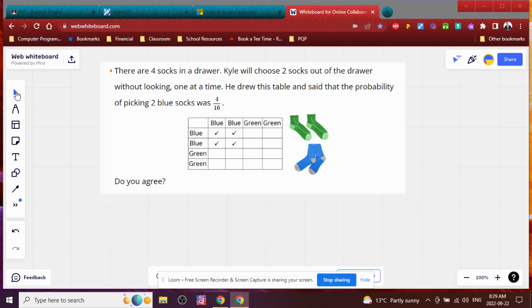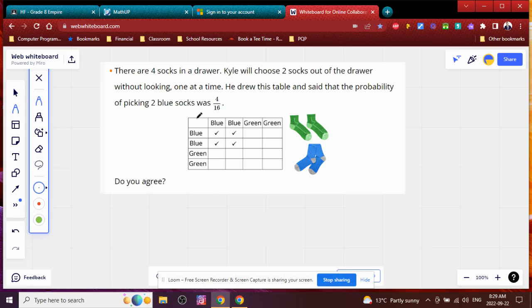Now what we did here was we broke down what this table actually meant. We looked at this right here being pick number 1, so we'll call that P1. And then we call this P number 2. So that would be the second time Kyle reaches into the drawer to pull out the sock. And as we go through here, it looks like it might make sense because he picks out a blue sock first, and then he picks out a blue sock second.